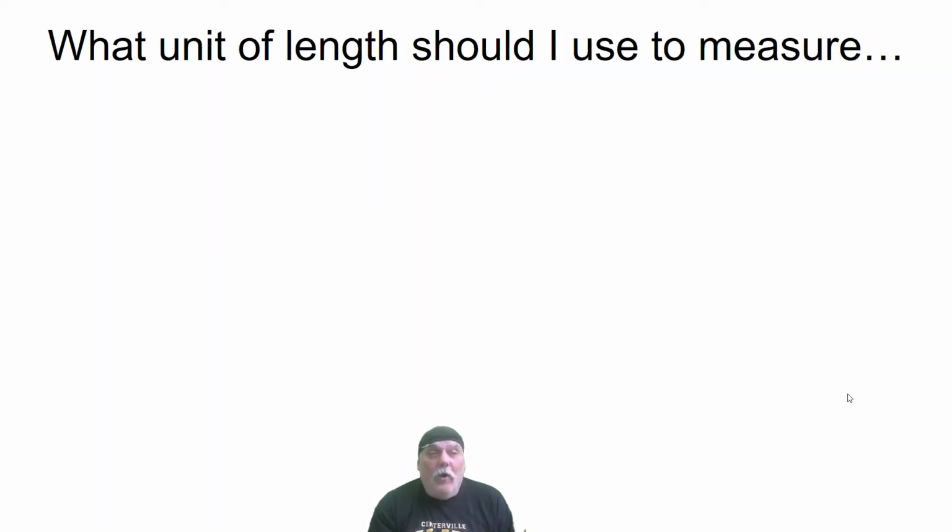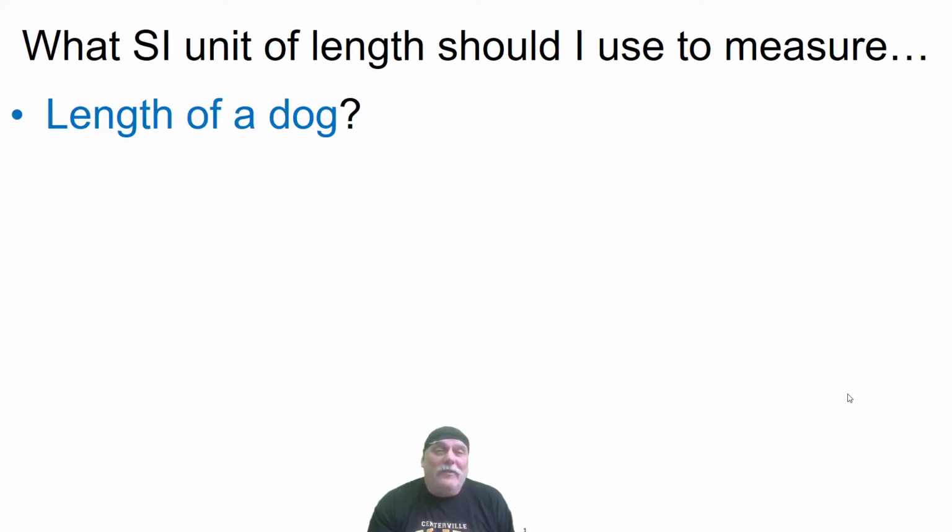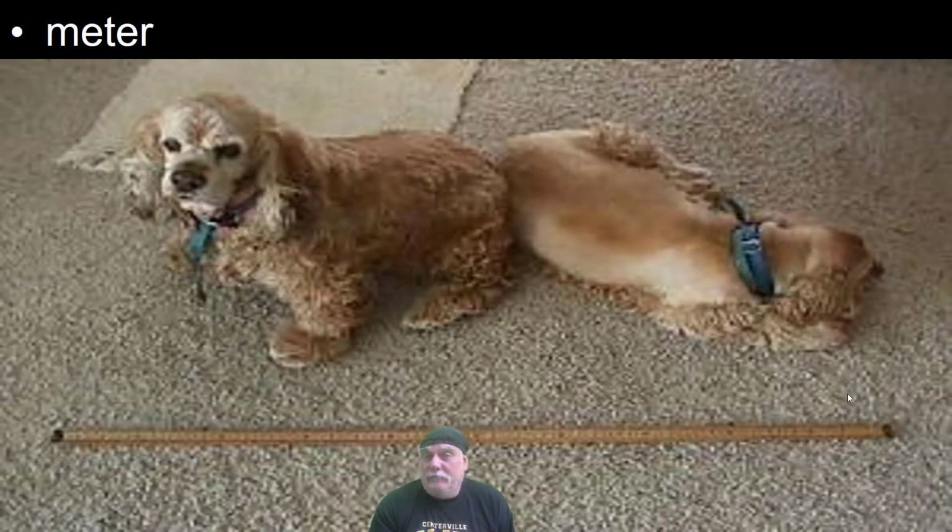Now, let's play What Unit Should I Use? What unit of length should I use to measure? We're going to use SI units only. So a unit of length to measure the length of a dog. What could be a good SI unit of length to measure the length of a dog? Go ahead. What's your guess? Well, a good choice might be the meter. So this dog is approximately 0.5 meters long, or half of a meter long.